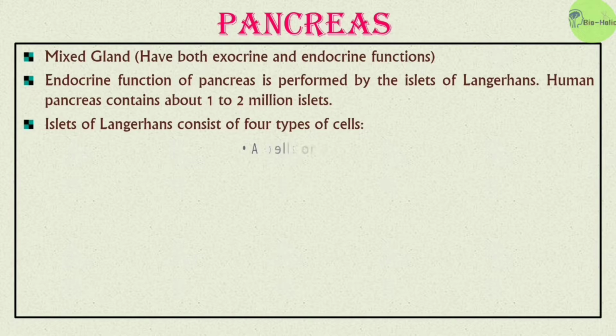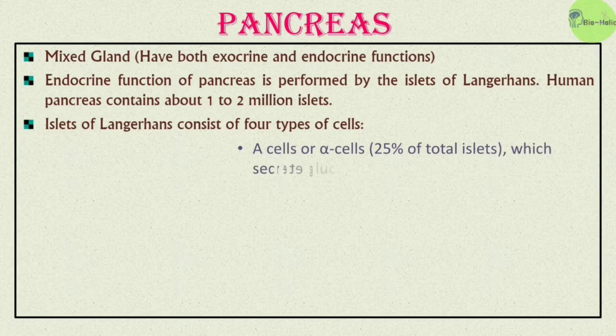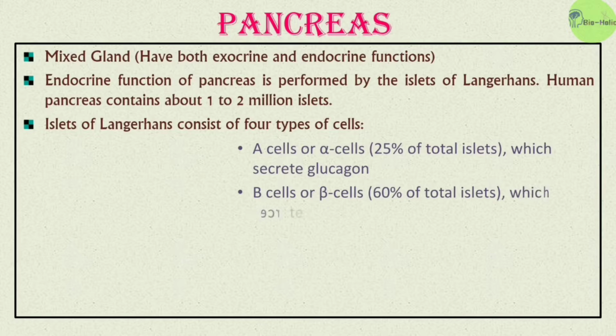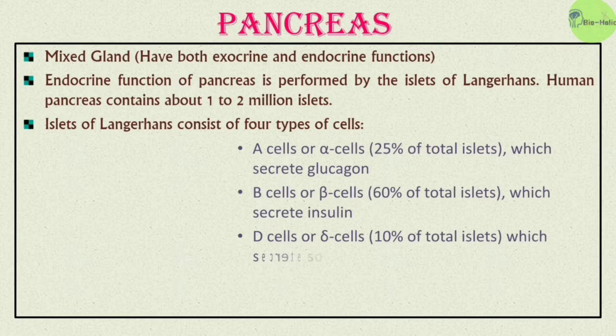Firstly, the A cells or the alpha cells that constitutes about 25% of total islets, and it secretes the glucagon hormone. Secondly, the B cells or beta cells. This constitutes about 60% of total islets, which secrete the insulin hormone. Thirdly, the D cells or delta cells. It constitutes only 10% of total islets and it secretes somatostatin.